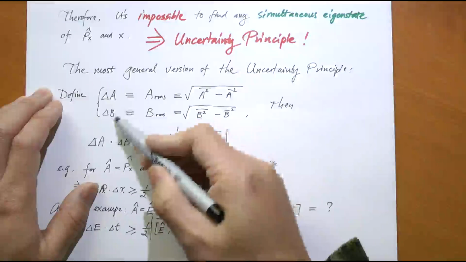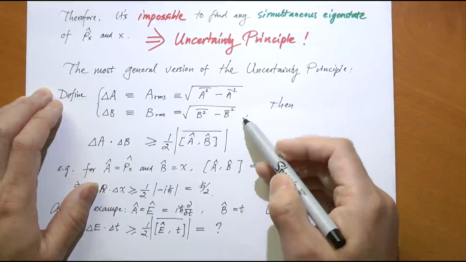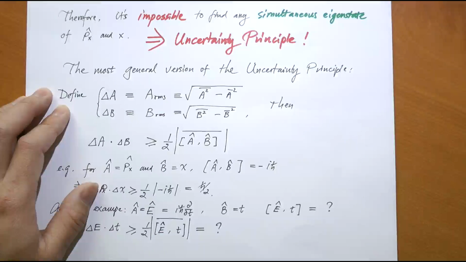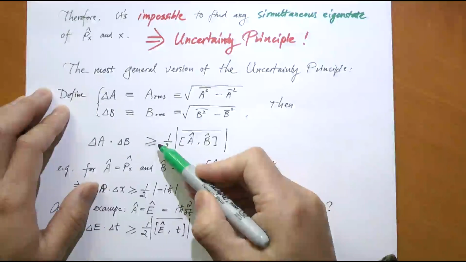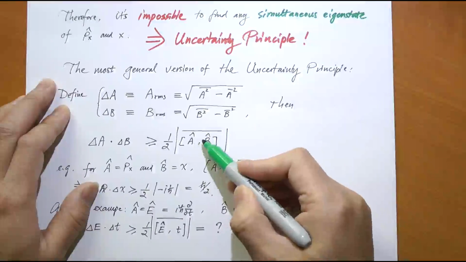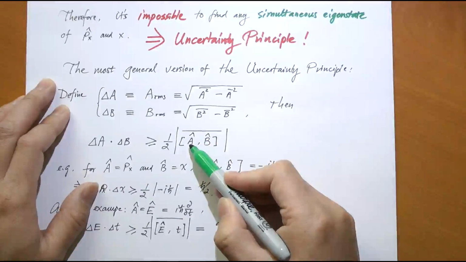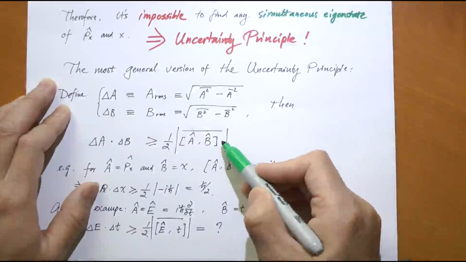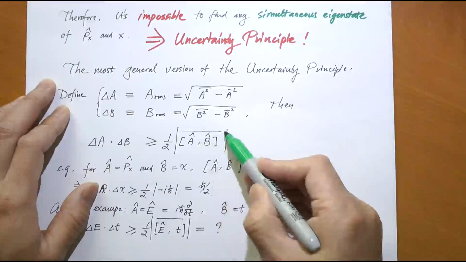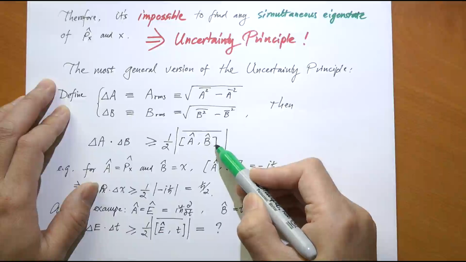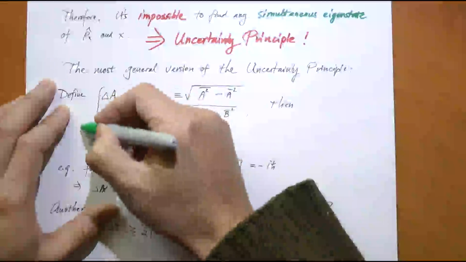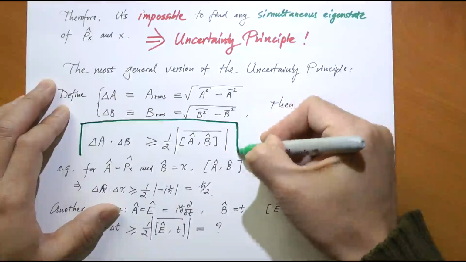Now, if you define delta A and delta B as such, then it turns out the most general version of the uncertainty principle between these two operators A and B is that delta A times delta B, the product, cannot be less than 1/2 of the absolute value of the expectation value of the commutator of A and B in that particular state. Again, that's 1/2 of the absolute value of the expectation value of this quantity. What is this quantity? The commutator of A and B in this particular state.